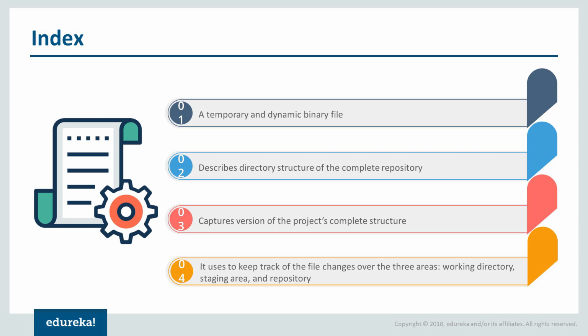More specifically, the index captures the version of the project's overall structure at some moment in time. The project's state could be represented by a commit and a tree from any point in the project's history, or it could be a future state towards which you are actively developing. The index is used to keep track of file changes over the working directory, staging area, and/or repository.